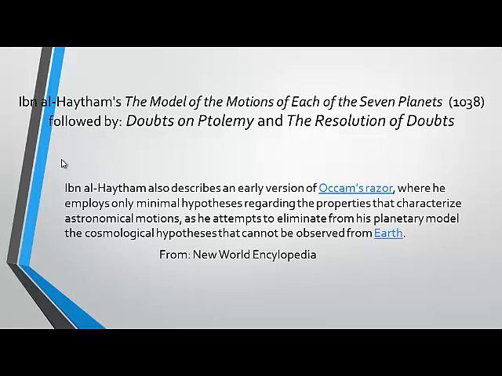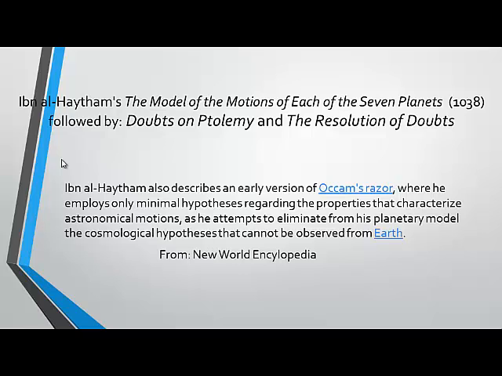Now, Ibnul Haytham's model of the motions of each of the 7 planets. This is the title of the book. He is using modeling, and he also explains the theory of modeling. And he says that a model is not the same as reality. And he develops a principle of modeling which is called in the Western literature Occam's razor. But he develops this principle.